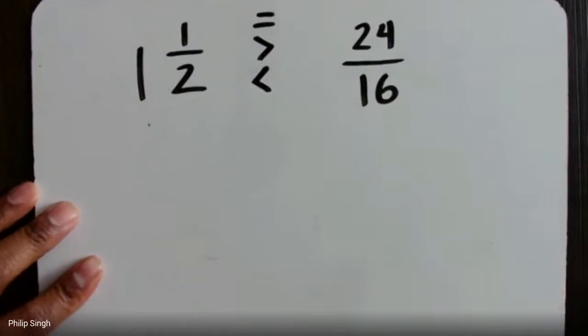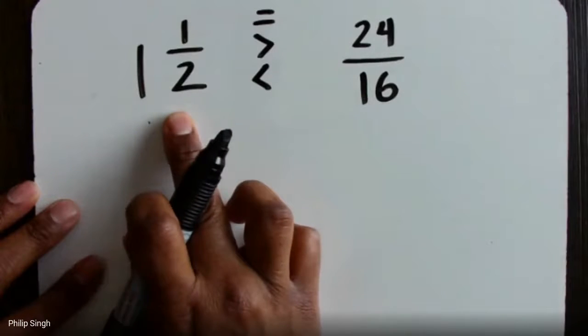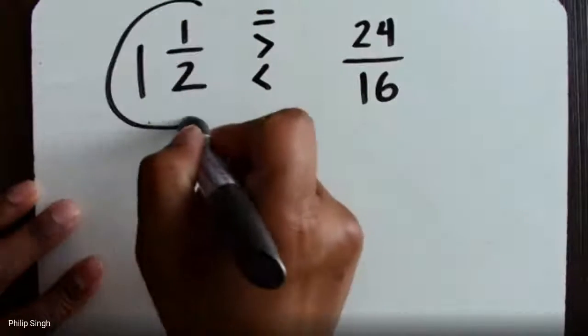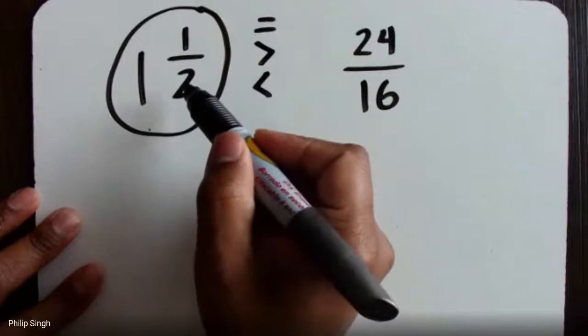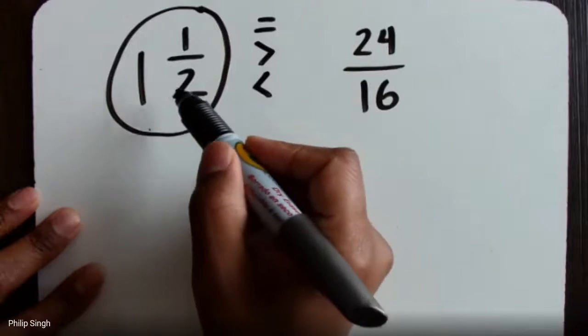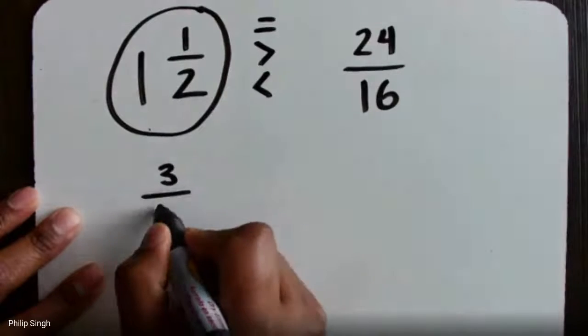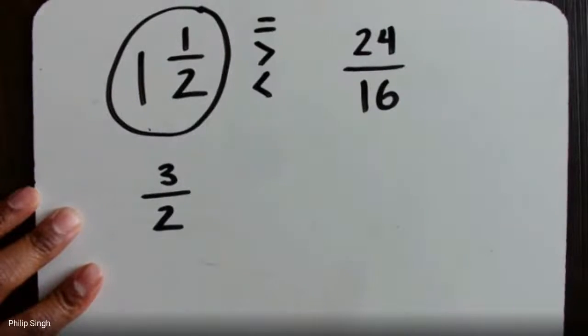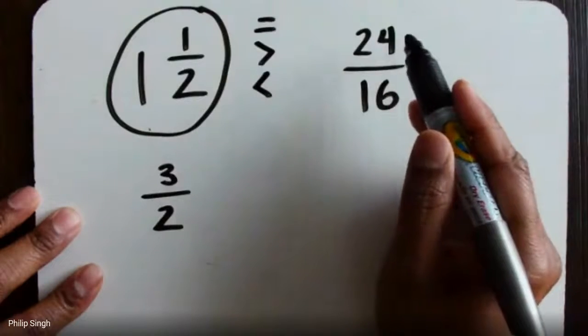Okay, and so since I have two different types of fractions, I'm going to make them both the same. What I'm going to do is convert my mixed number into an improper fraction. We practiced that skill so we can quickly go through that. The process is multiply the denominator by the whole number. So 2 times 1 is 2. Add the 1. And so our fraction becomes 3/2, 3/2. And I'm comparing that still with 24/16.